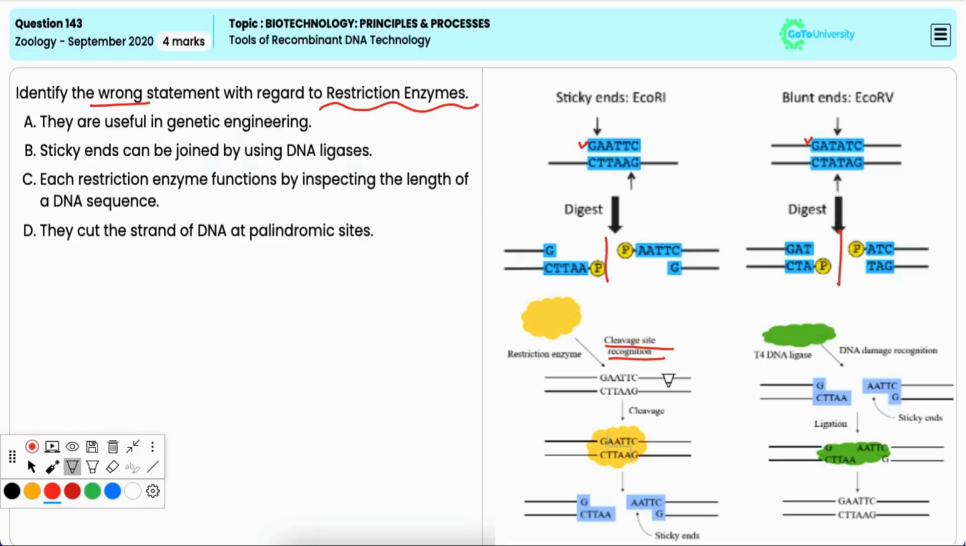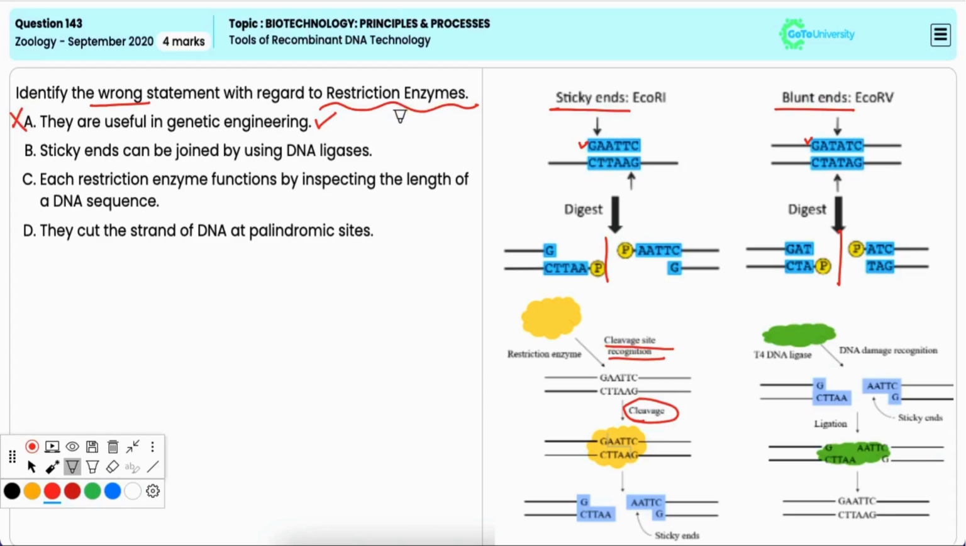And these enzymes are crucial in genetic engineering and recombinant DNA technology, allowing precise DNA manipulation by cutting at specific sites. And they produce sticky ends or blunt ends and can be used for cloning or gene modification. Now, coming to the options. Option A, they are useful in genetic engineering. As already mentioned, this is correct. Hence, this is incorrect option.